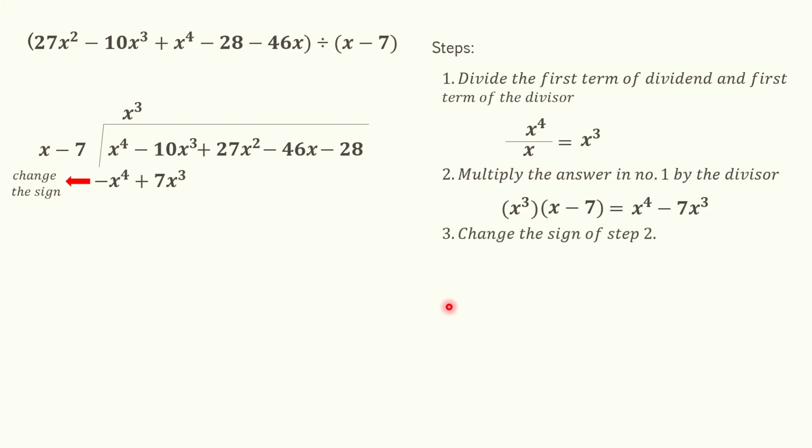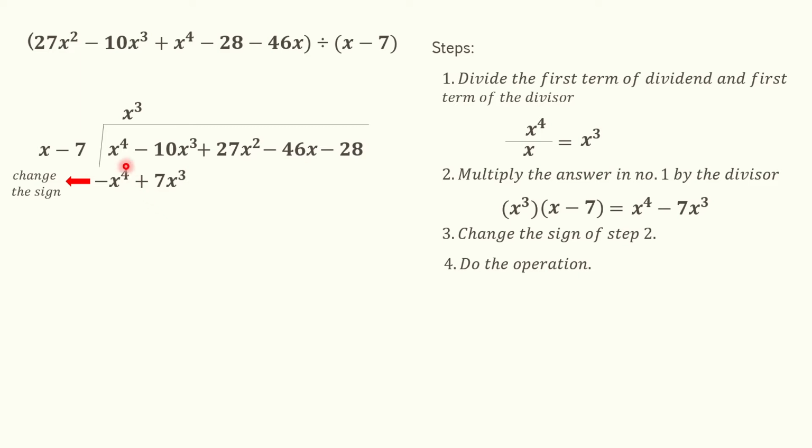So, change the sign in step 2. Did you see earlier? This is positive, this is negative. So we have to change the sign. Look, this will become negative and this will become positive. So step 3 is to change the sign in step 2. After we change it, we now do the operation, which is to add.